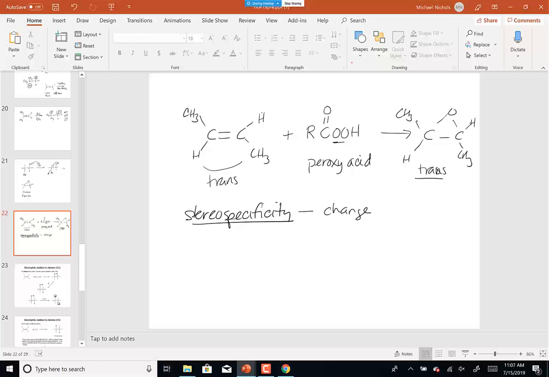And I think in the notes there's a more formal definition. But when you change the stereochemistry of the reactant, you get a different stereochemistry of the product. So it's a different focus. The focus is more on the reactant than the product, per se. So in this case, if I change the stereochemistry of the alkene from trans to cis, the epoxide that I'd form would be cis. It would go from being trans to cis.